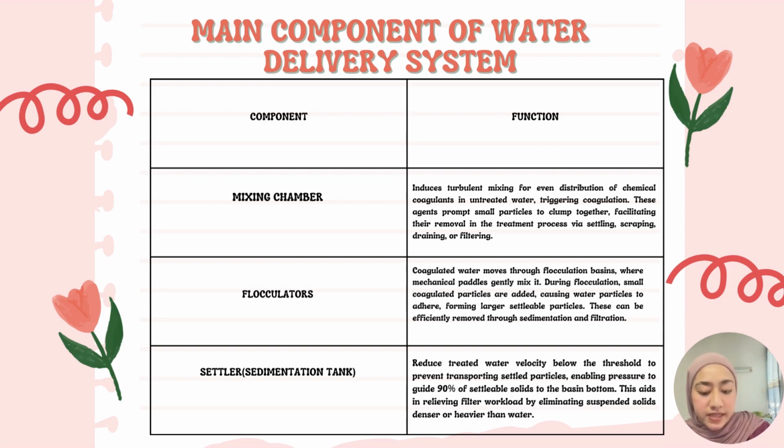Function of the settler sedimentation tank is to reduce treated water velocity below the threshold to prevent transporting settleable particles, enabling gravity to guide 90% of settleable solids to the basin bottom. This aids in relieving the filter workload by eliminating suspended solids denser or heavier than water.